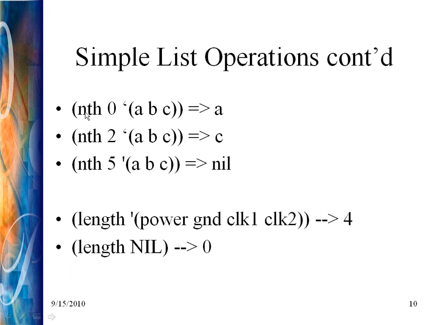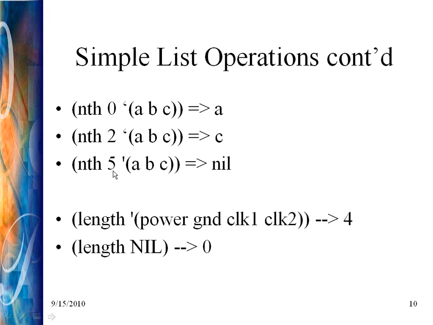There is a function nth, which takes any element of the list by index. And so the equivalent of first is nth 0. The index comes first, then the list. Nth 0 of ABC is the first element, or A. Nth 2 is the third element. A is index 0, B is index 1, C is index 2.